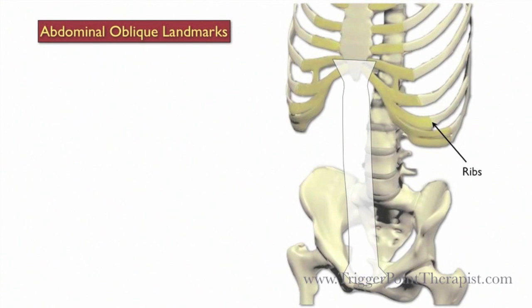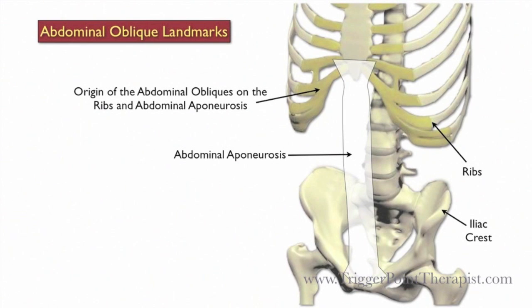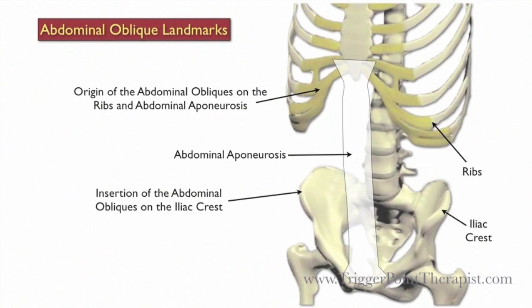Let's take a look at the landmarks. We have the lower ribs, the abdominal aponeurosis, and the iliac crest. The origin of the abdominal obliques is on the ribs and the abdominal aponeurosis, and the abdominal obliques insert on the iliac crest.